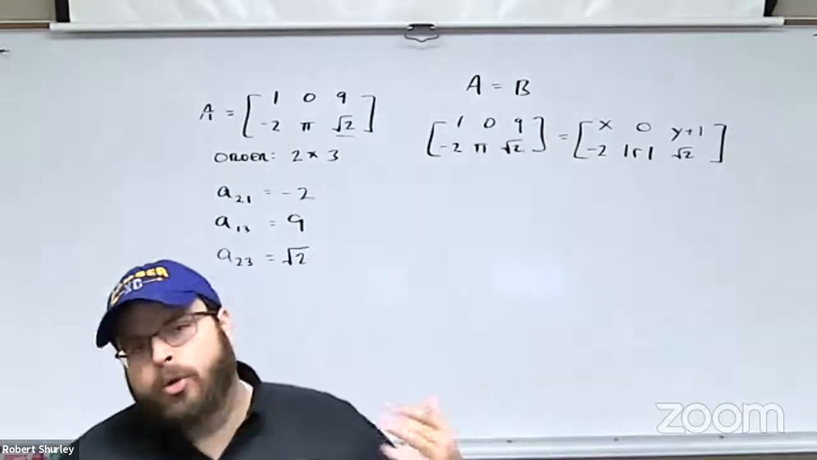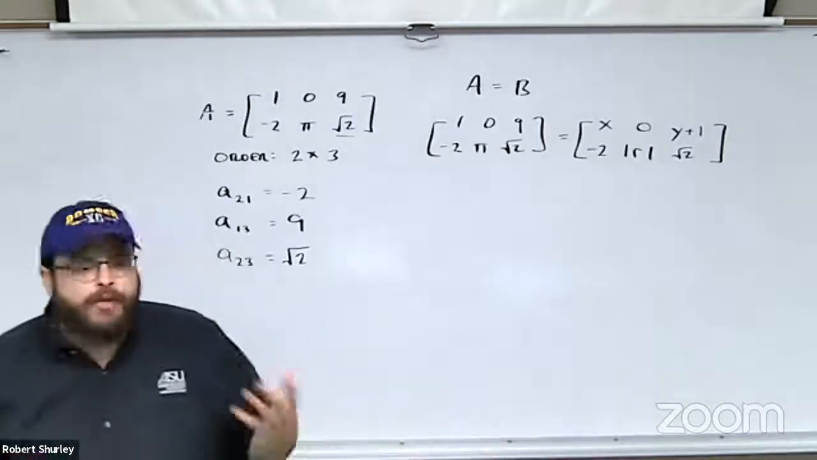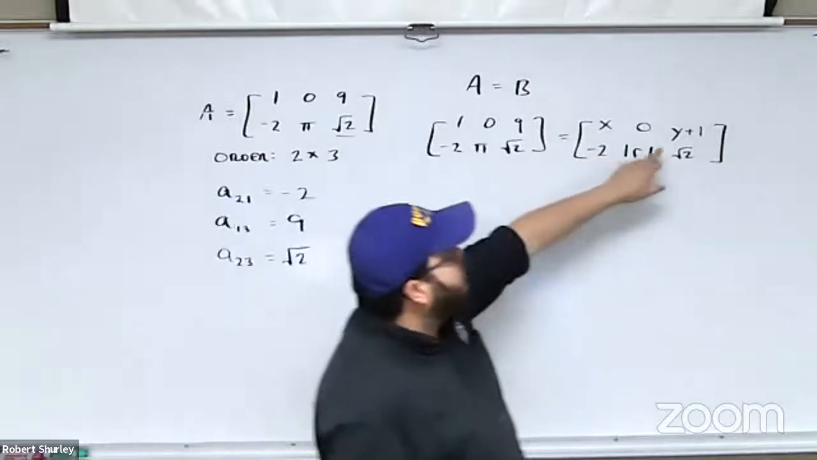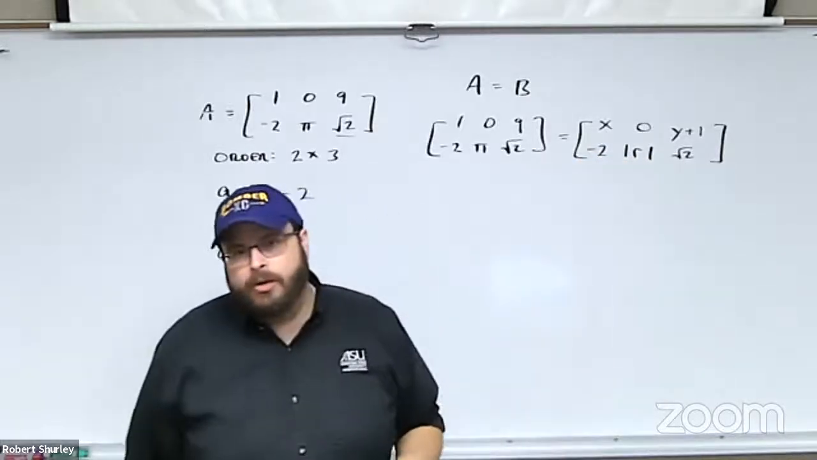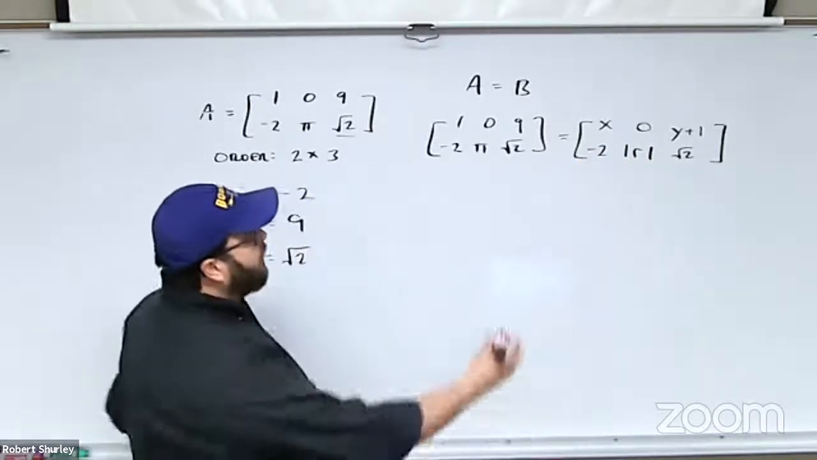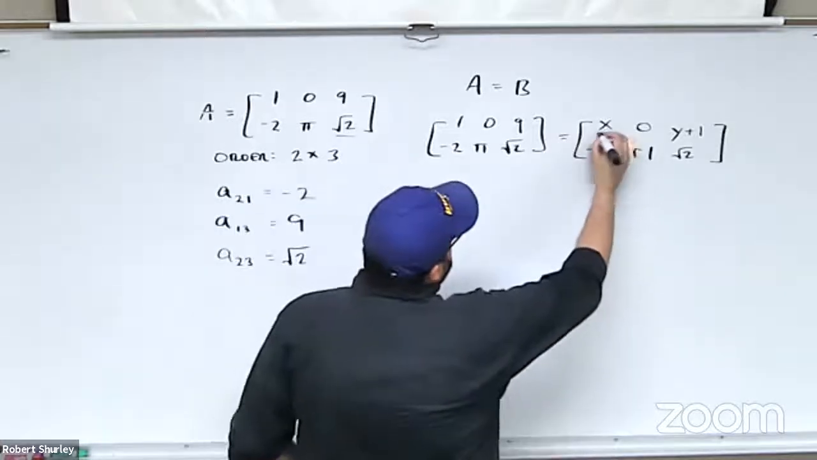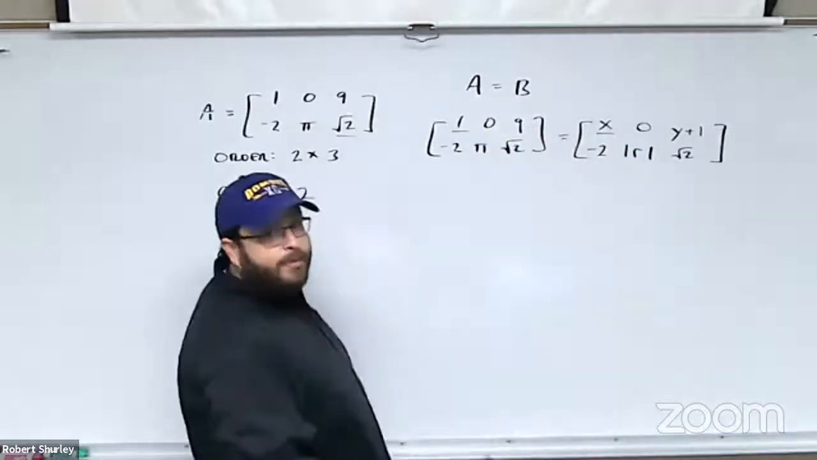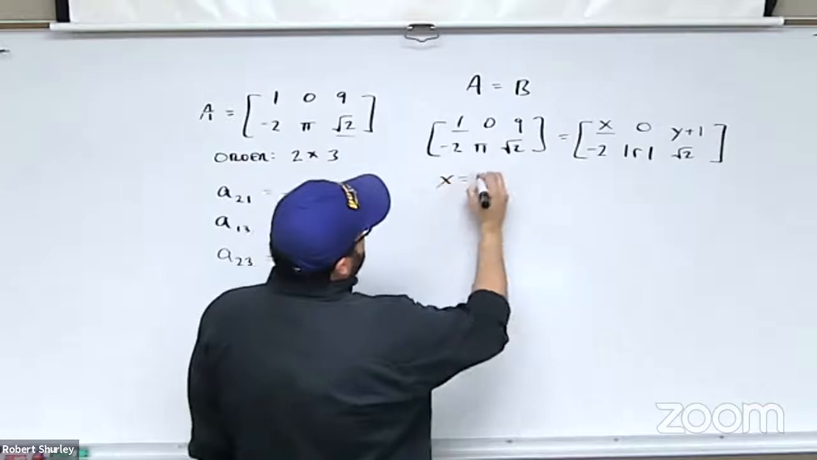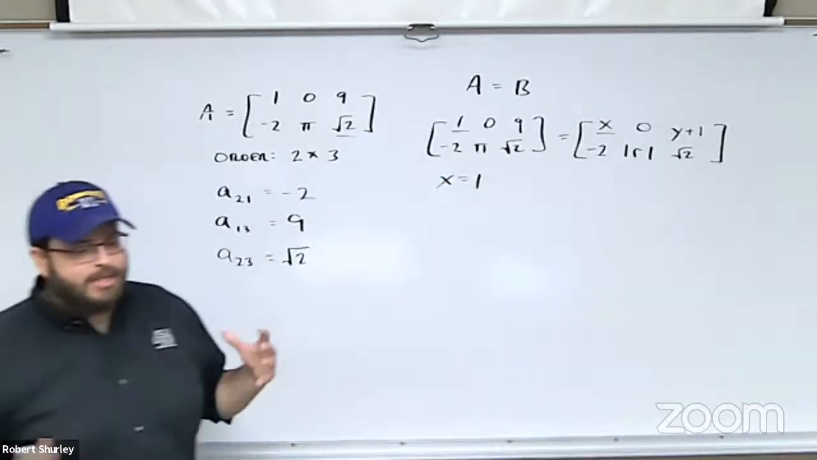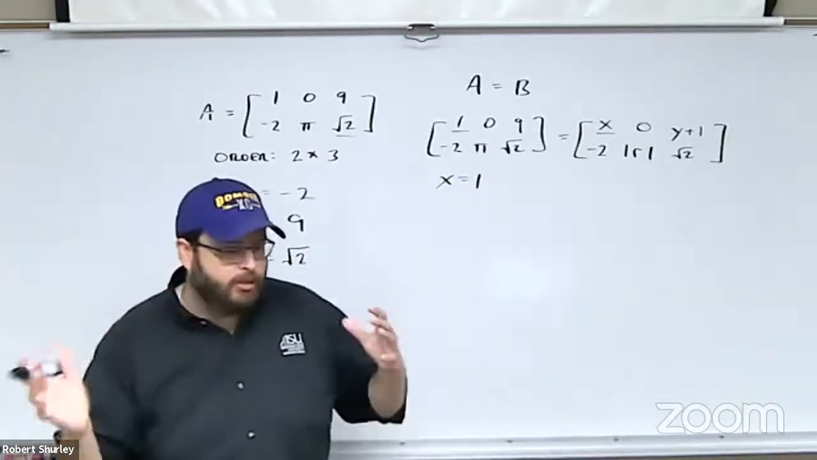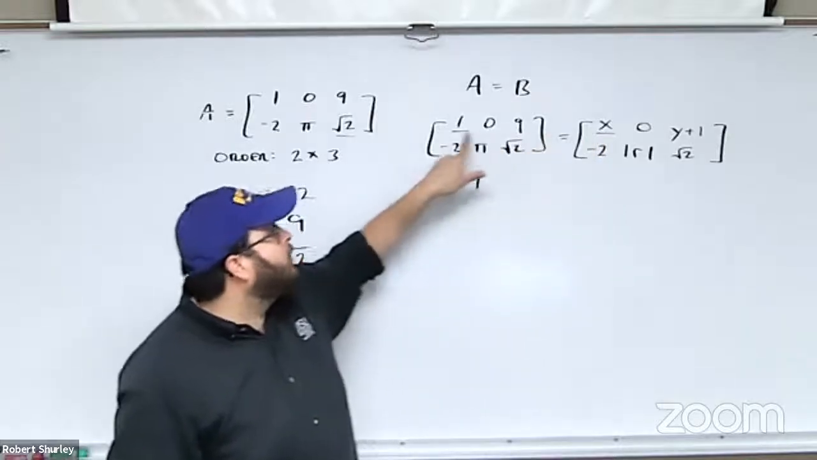And so with equality, what typically comes with equality is solving for variables. We want to solve for this x, y, and the absolute value of R. So to do that, we know that their positions have to be congruent, they have to be equal. So therefore, x has to be 1, right? Because its position in both matrices has to be equal. So therefore, x has to equal 1.